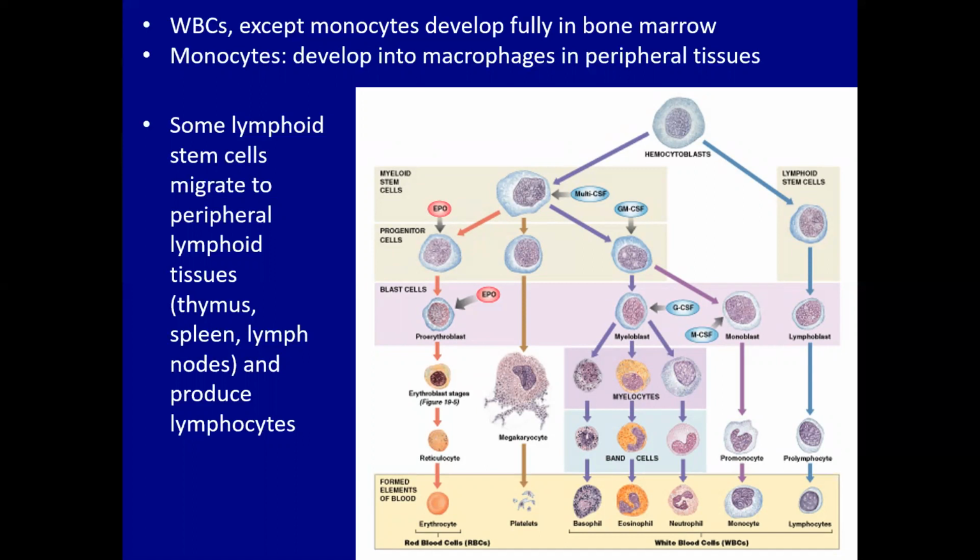Monocytes are going to develop in peripheral tissue. They're just really different. So you have basophils, eosinophils, neutrophils that are going to develop fully in the bone marrow, right, in regard to white blood cells. When the lymphoid stem cells get the cue that it is time to make more lymphocytes, they're going to migrate into lymphoid tissue that you find in your thymus, your spleen, and your lymph nodes, and they produce lymphocytes there.